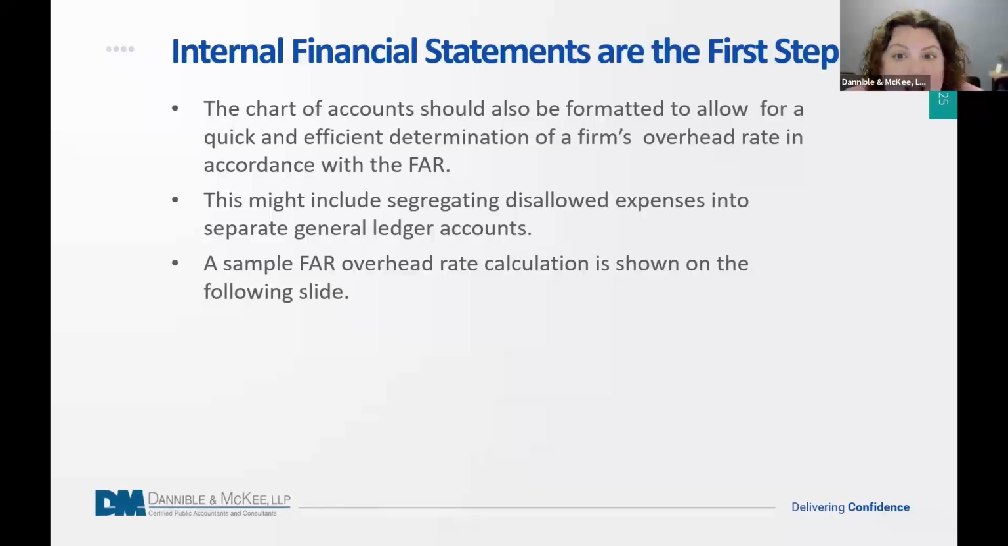So we talked about the chart of accounts. Again, getting those formatted to allow for quick and efficient determination of your firm's overhead rate. At any point in time, you should be able to just look at your income statement and determine what your pre-FAR overhead rate is. And over time, you're going to start learning what some of your disallowances might be under FAR, so that you're going to be able to make a quick calculation of what your total FAR overhead rate would be.